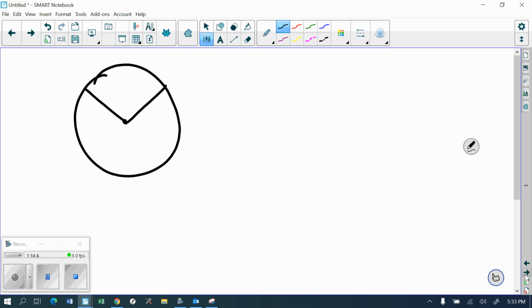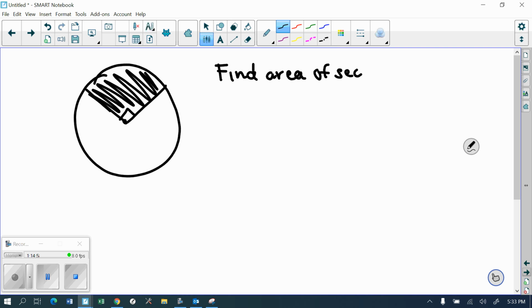Let's say it's 9 degrees. I want the area of that shaded region. It's called a sector. Find the area of the sector.